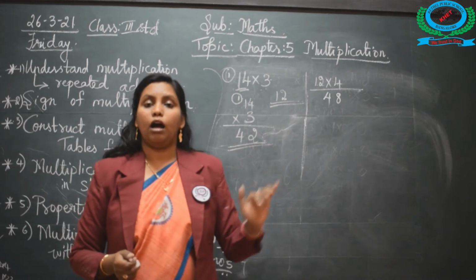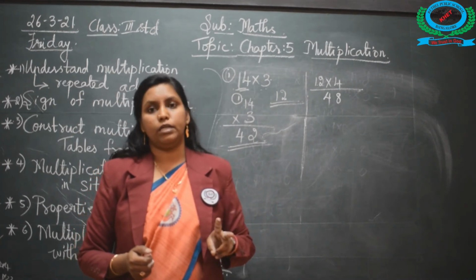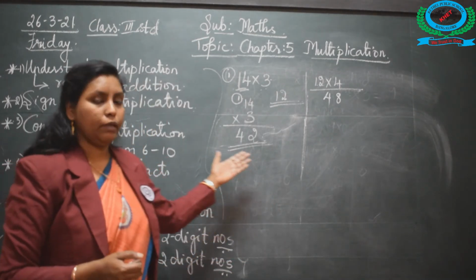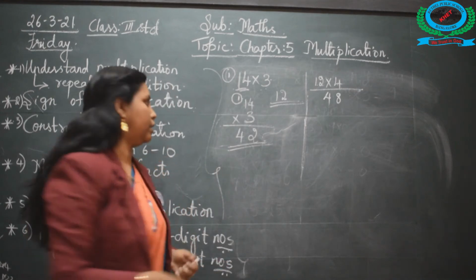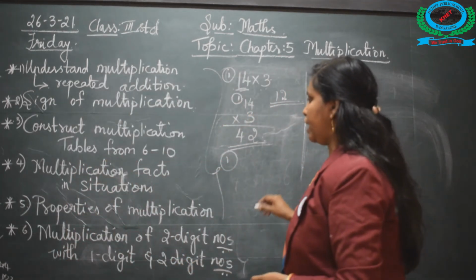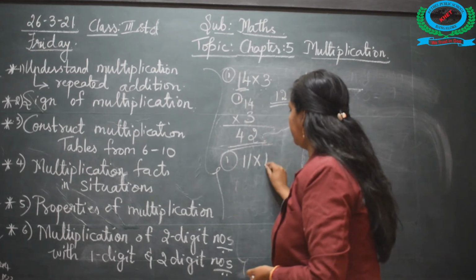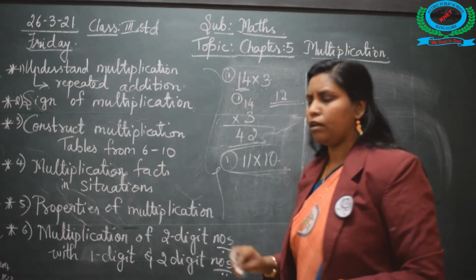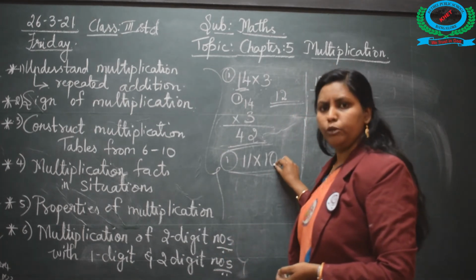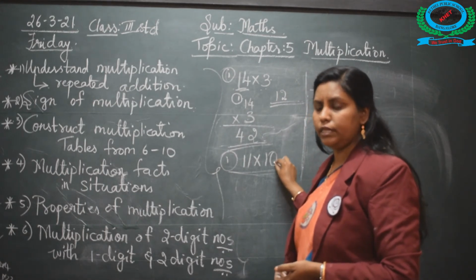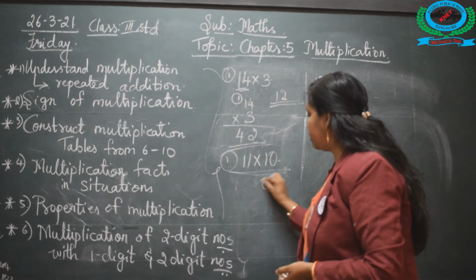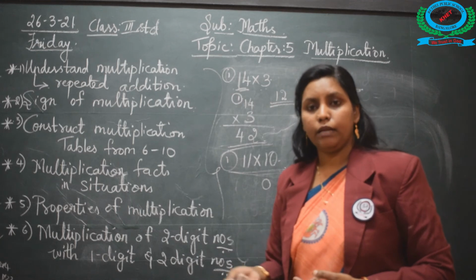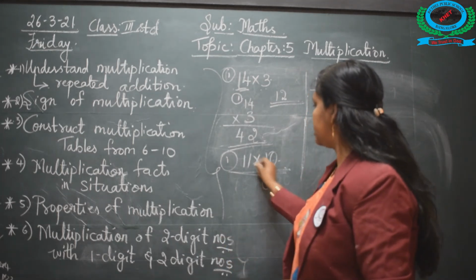So now we will see how the multiplication of 2-digit numbers takes place with 2-digit numbers. Here we can take it as 11 into 10. Now these two are 2-digit numbers, isn't it children? Yes. Now what we'll do here, first start from the units place. Units place you have a 0 here, isn't it? 0 ones are 0. Remember I told you the properties of multiplication. 0 multiplied with any number gives you 0 only. So 0 ones are 0.